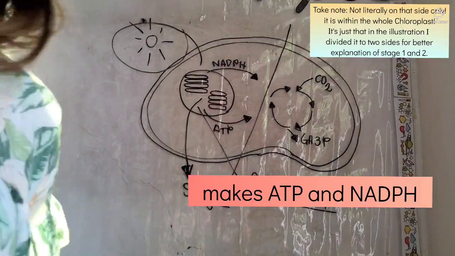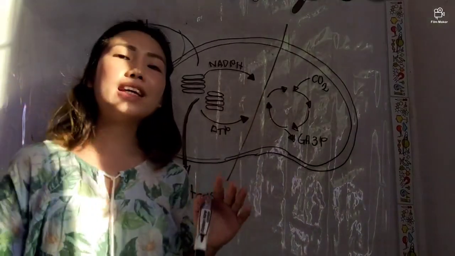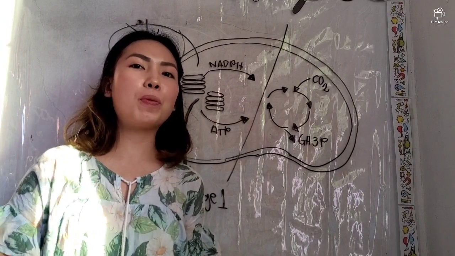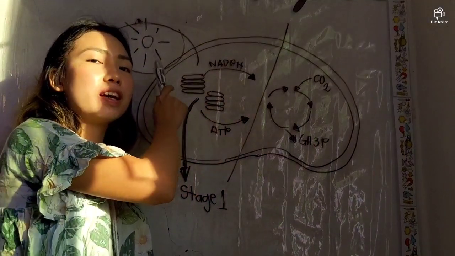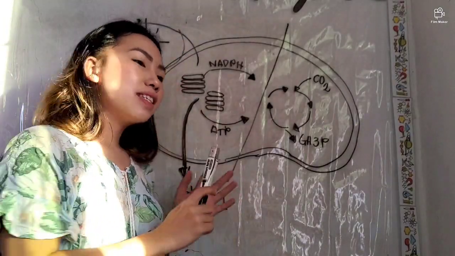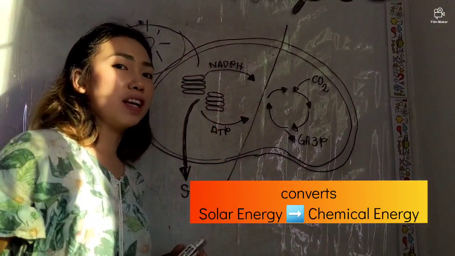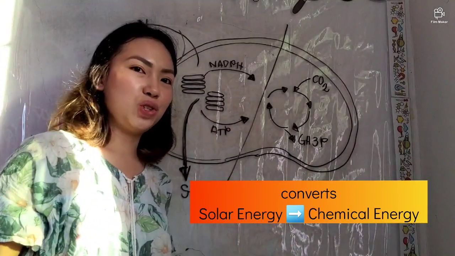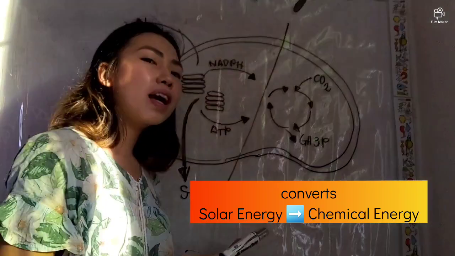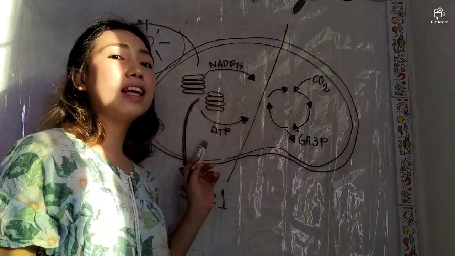So, for stage 1 or the light-dependent reaction, from the word light-dependent, the reaction depends on the sunlight coming from the sun. The energy given by the sun, which is solar energy, is converted in stage 1 into chemical energy. The conversion of solar energy into chemical energy makes up the NADPH and the ATP.